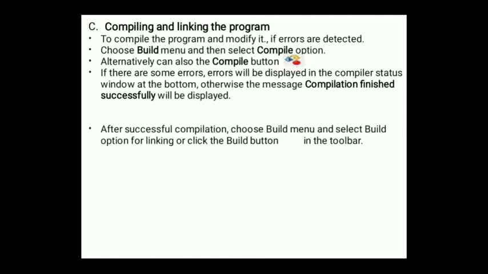After successful compilation, choose the build menu and select the build option for linking, or click the build button in the toolbar. If the compilation is successful, that is, the message displayed is compilation finished successfully, then click on the build menu, then click on the build option for linking. Build option by choosing the build menu, then selecting the build option, or by just clicking on this build button in the toolbar. It is for linking the program.